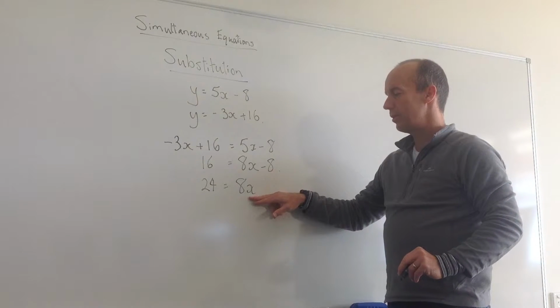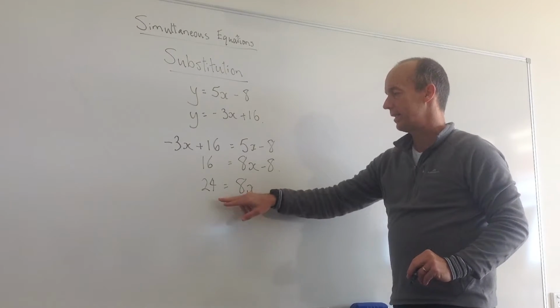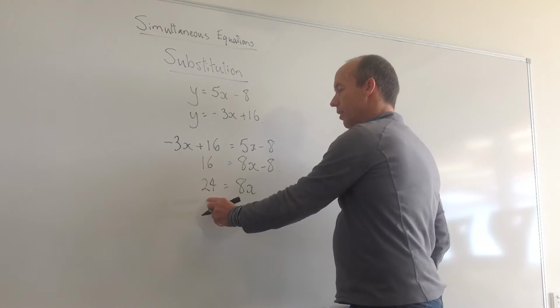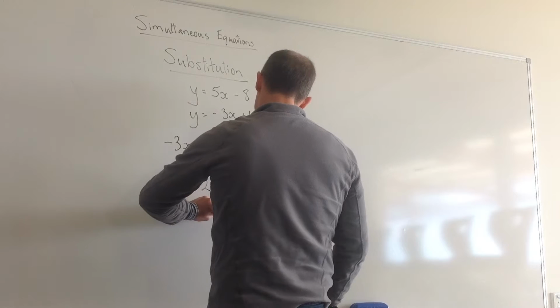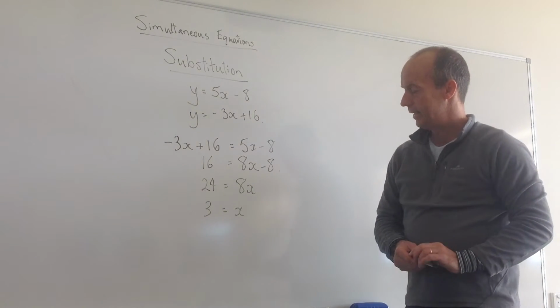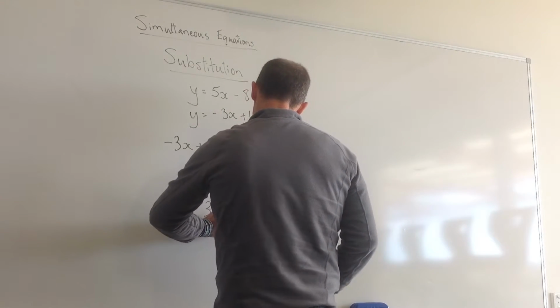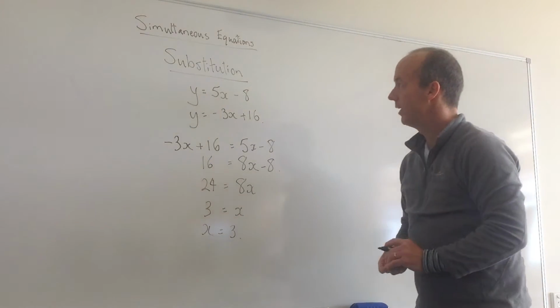Now I'm trying to get the x by itself. So to do that, I need to divide both sides by 8. So 24 divided by 8 gives me 3. And 8x divided by 8 just leaves x. So my solution for the x value is x equals 3.